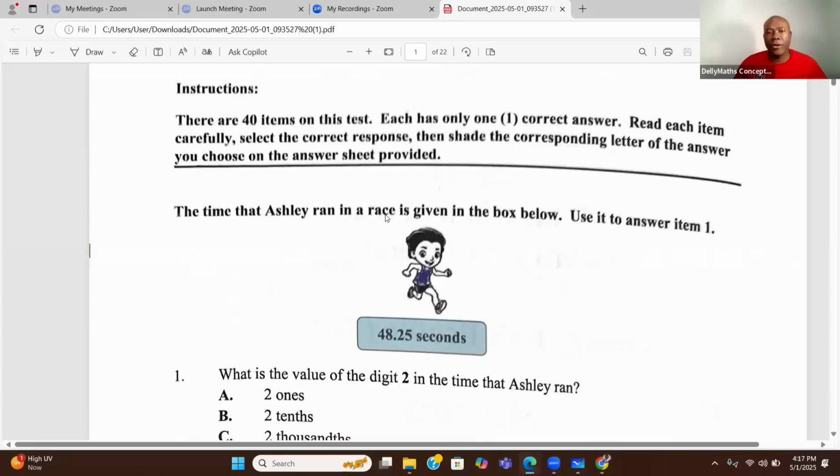Welcome to Dilemma's Concepts. Today we are looking at the 2025 curriculum-based PEP exam. So let's get into it. We're looking at the math curriculum-based test.